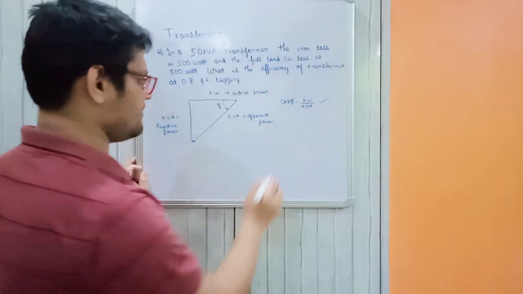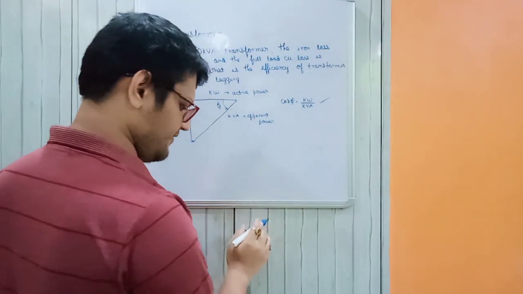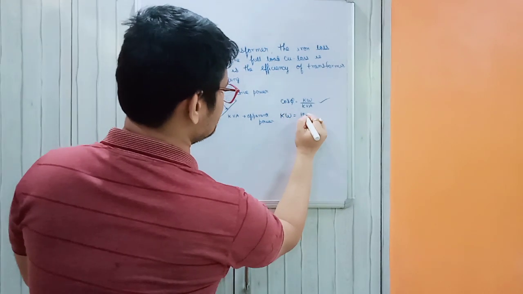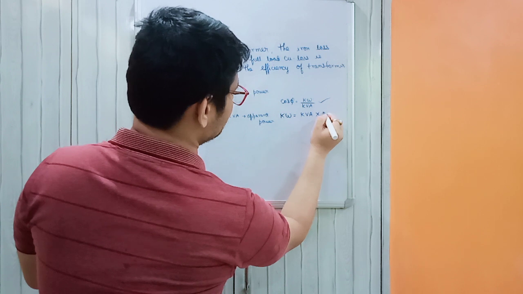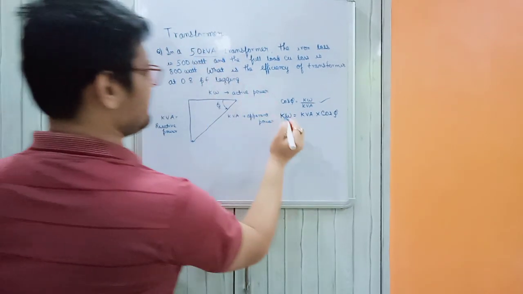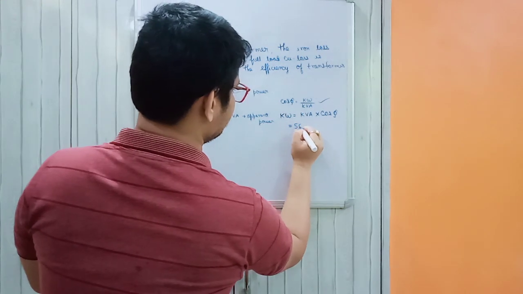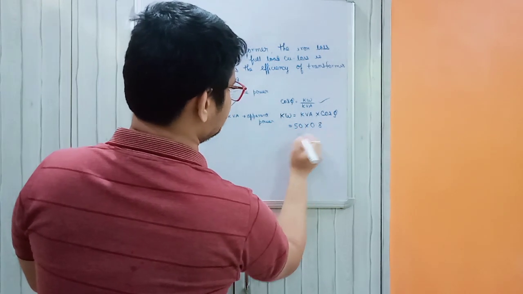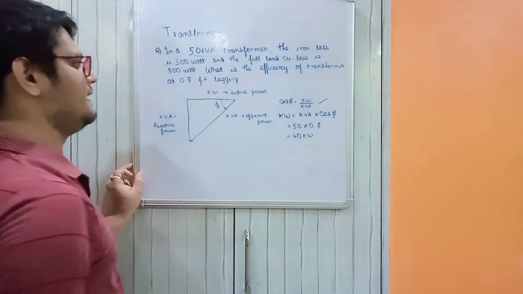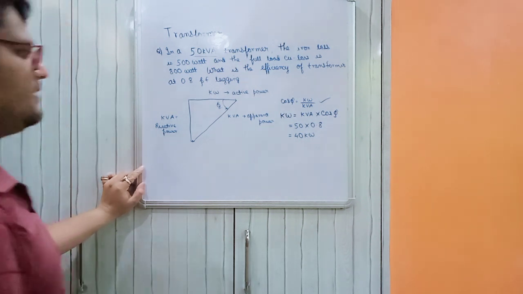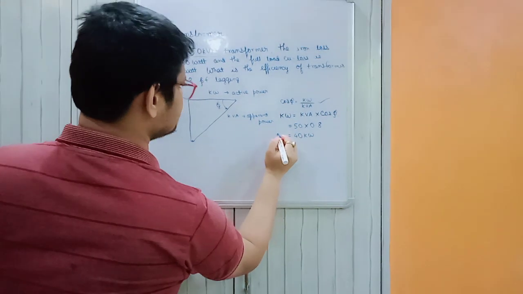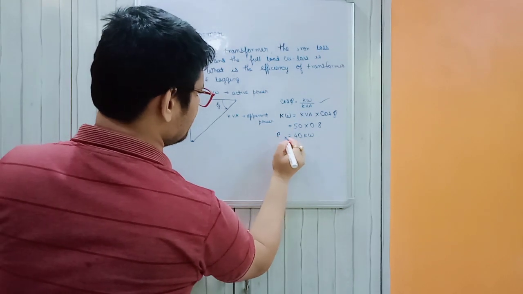So we know that kilowatt is equal to kVA into cos phi. Now we put in the values. What is given? 50 kVA. We put 50 into 0.8, so it is 40 kilowatt. Now I think you have understood how to calculate. This is the power, nothing but the output power.